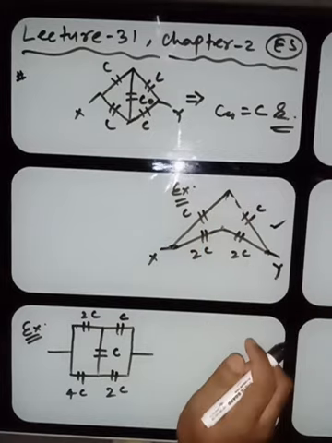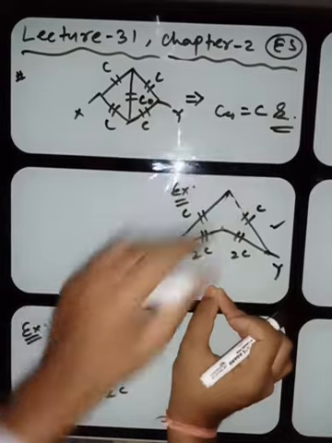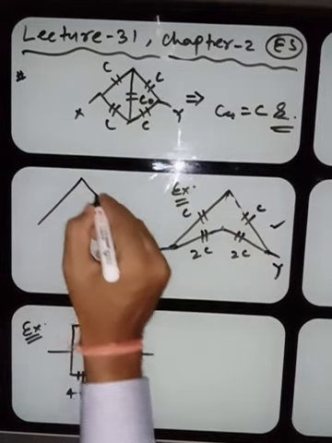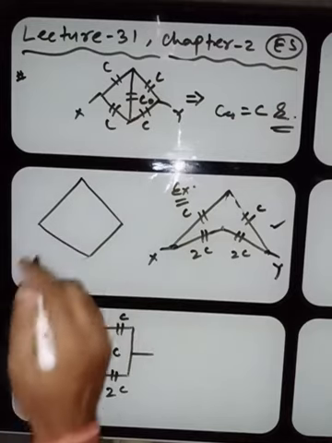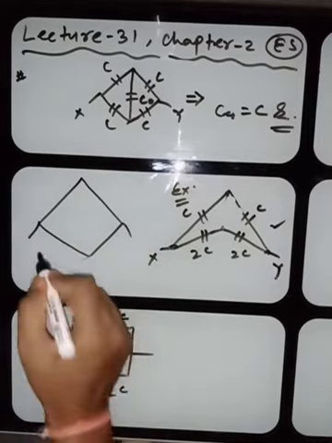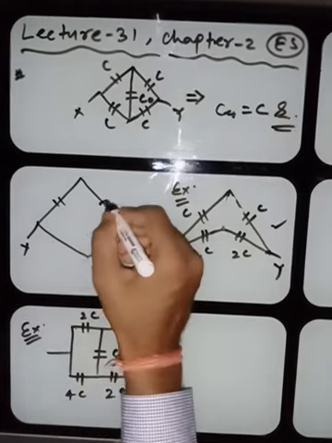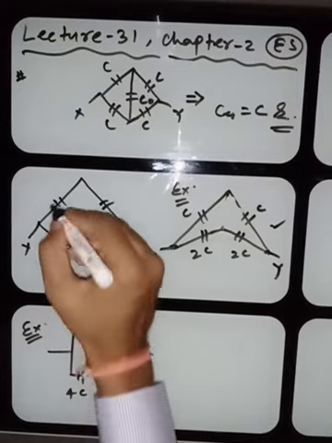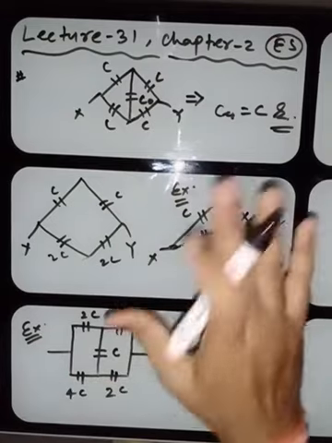You can stretch this circuit by pulling down, then you will see this circuit looks like this one. In a few circuits, you have to train yourself to pull or stretch the circuit to see whether this one is in balance condition or not. Okay, 2C and 2C. I hope you can solve.